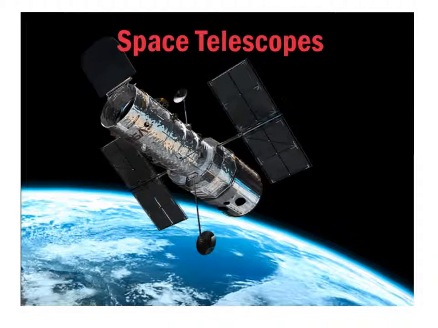Another kind of telescope are space telescopes, and these are used because Earth's atmosphere distorts the view of objects in space. So if we can use a telescope beyond our atmosphere, we can obtain much sharper and clearer pictures of what we're trying to view in space. And the Hubble Space Telescope is a type of reflecting telescope, and it uses two mirrors to collect and focus the light to form an image. Its primary mirror is 2.4 meters across. The Hubble Space Telescope is not the only space telescope. There are several others as well.